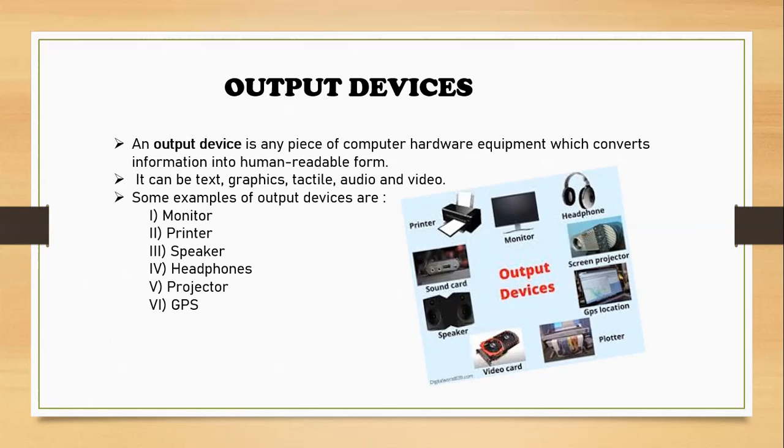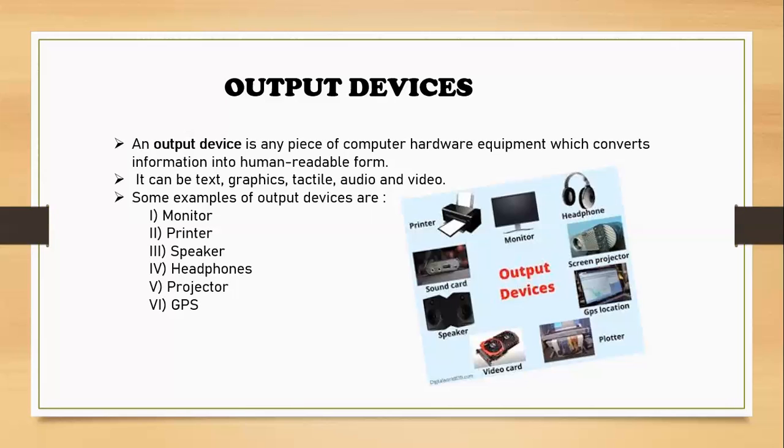Okay, so the output data can be text, it can be an image, graphics, animation, or video. Look at some of the examples of output devices. A monitor. I don't have to say much about a monitor. Okay, the monitor is given in the diagram in the bottom right corner of the screen.